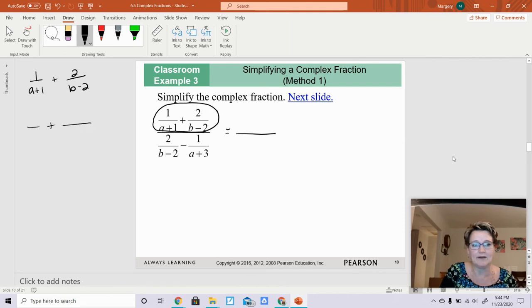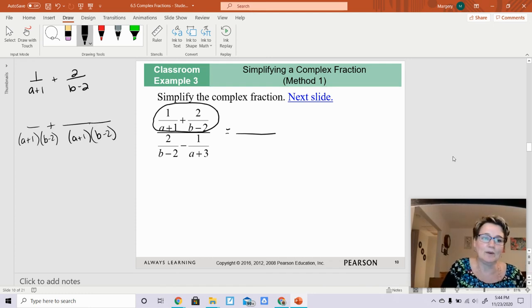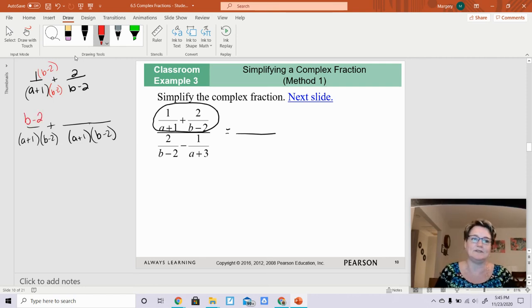My common denominator, they both have to have an a plus 1. They both have to have a b minus 2. So what's missing up here? It's missing a b minus 2. So if I multiply this by b minus 2, I've got to multiply this by b minus 2. So up here, it's going to be b minus 2 because 1 times b and 1 times negative 2.